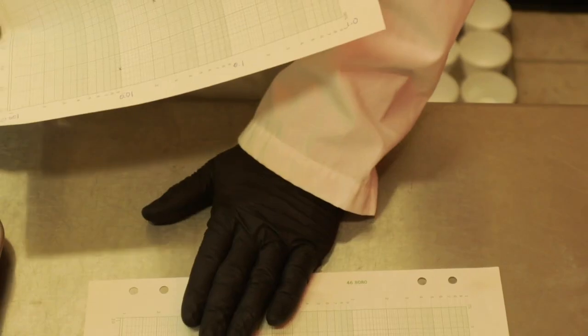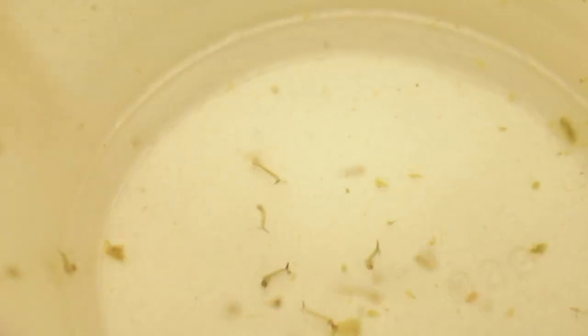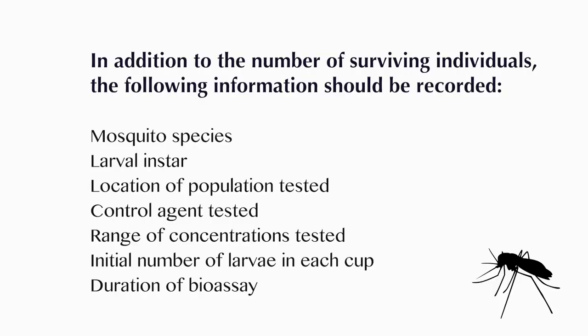Include all relevant information about the conditions of the bioassay on the data sheet. Some of the relevant information that should be included is the following: mosquito species, the instar of the larvae used in the bioassay, the location where the mosquitoes were collected, the control agent being tested, the range of concentrations that were tested, the number of mosquito larvae placed initially into each replicate bioassay cup, the duration of the bioassay, or the time since the start of the bioassay that the data are recorded.